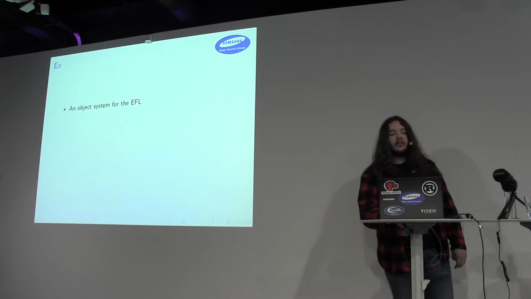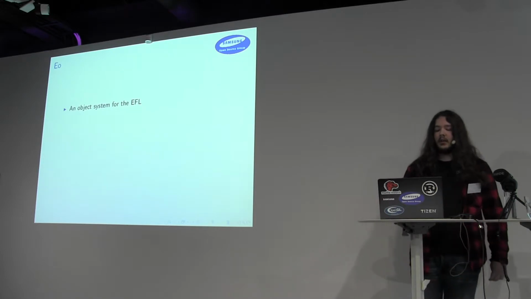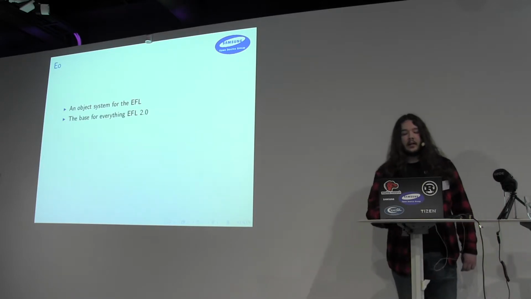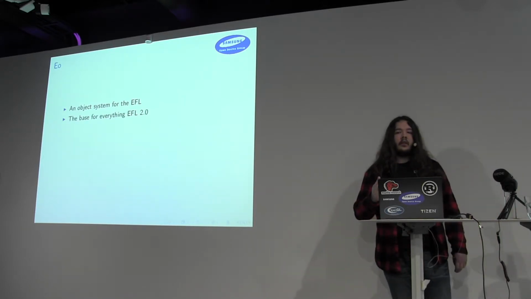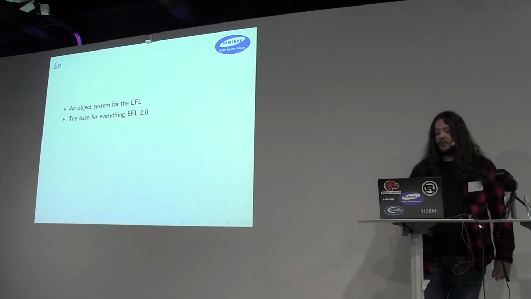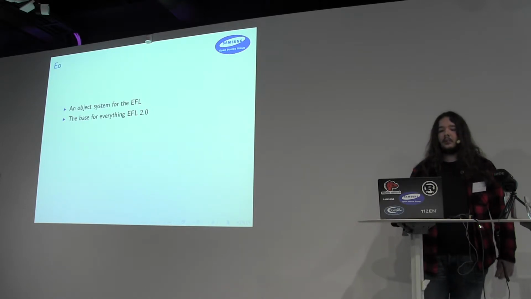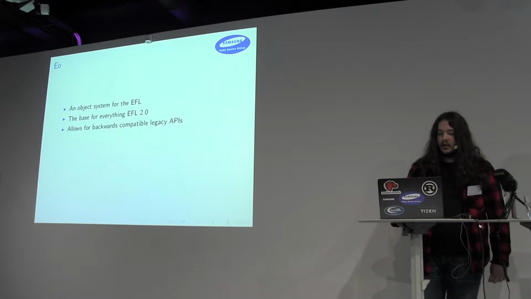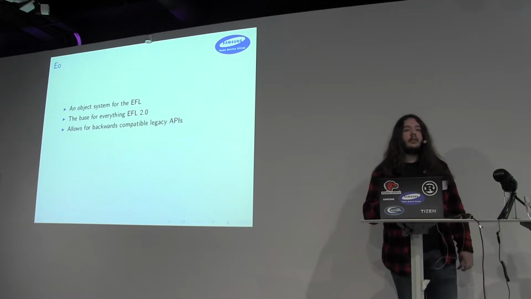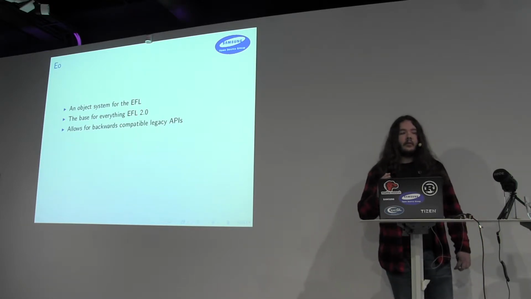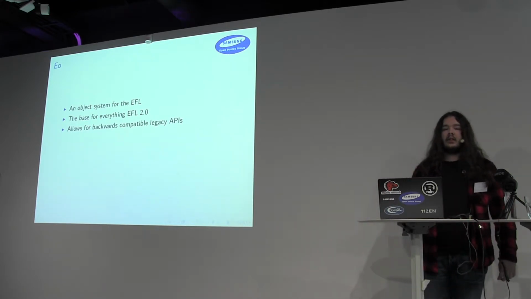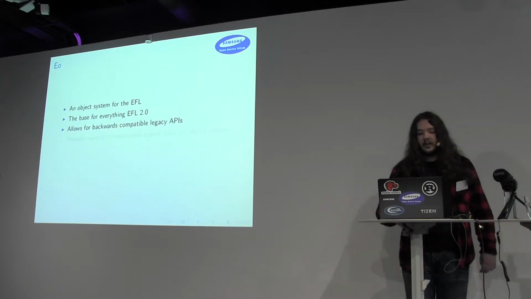Now, Eo, it's very related to the last stuff I'm going to be talking about, because it's the object system for the EFL we introduced a few releases back. It's the base for all EFL 2.0 APIs, which will be coming, we are not sure when yet because it's still heavily work in progress, but it'll be done eventually. And it allows for backwards compatible legacy APIs, which are important because we need to preserve compatibility with all the old EFL APIs. We're going to provide sort of legacy wrappers around the new APIs to preserve everything.